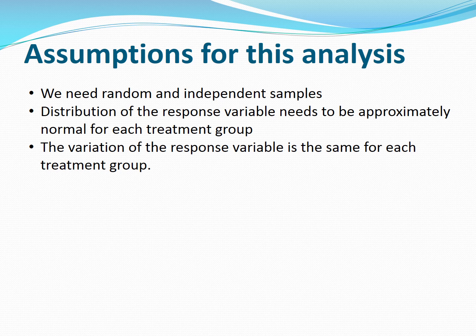So if I was going to be talking about students and the majors and trying to figure out grades, I would want to randomly select students from each of the 4 majors and compare their grades. The distribution of the response variable needs to be approximately normal. In other words, the grades that I see for each of the majors need to be approximately normal. The variation in the grades for each of the majors needs to be the same. Those 4 assumptions need to be true for any analysis of variance.